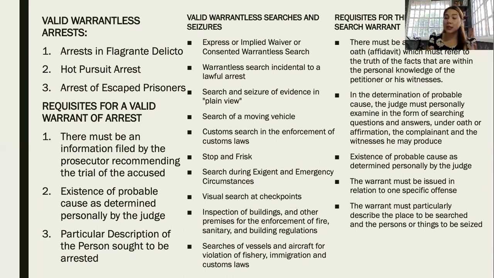So hindi yung sinasabi rin ni attorney dito, hindi pwedeng hearsay lang. Kailangan may actual belief, may reasonable grounds. Hindi pwedeng hearsay lang na isa-suspect na because that person may be innocent.